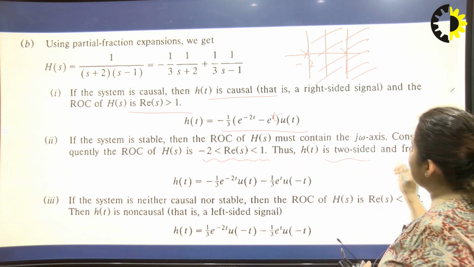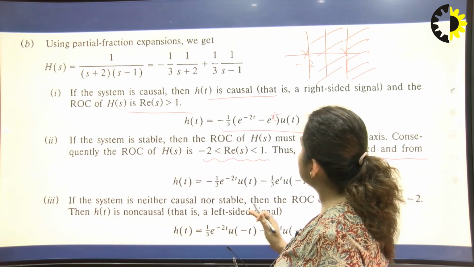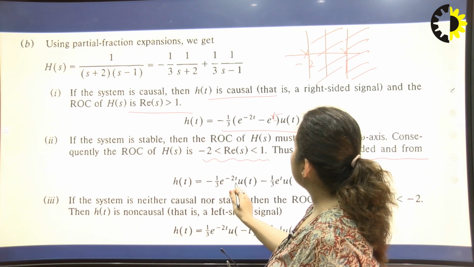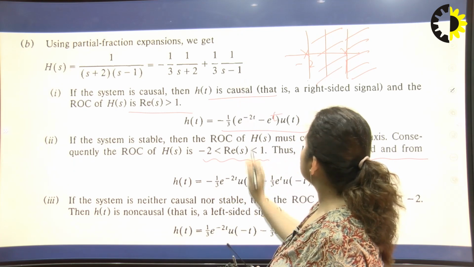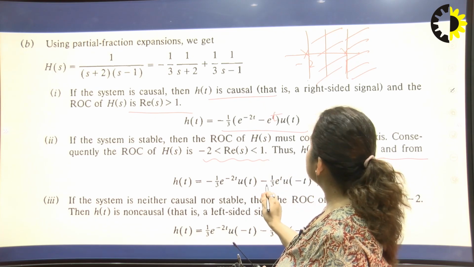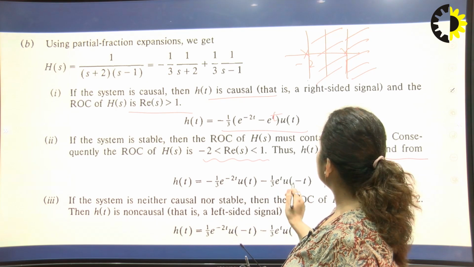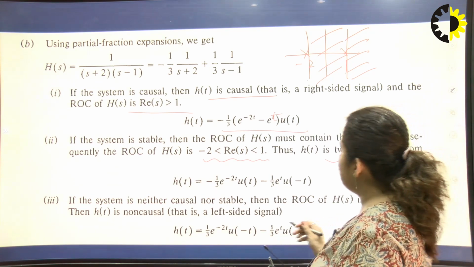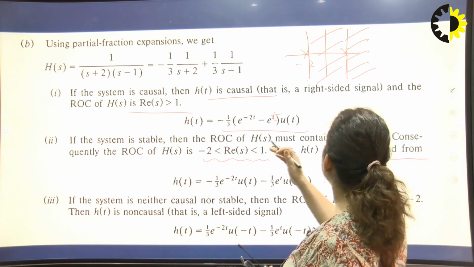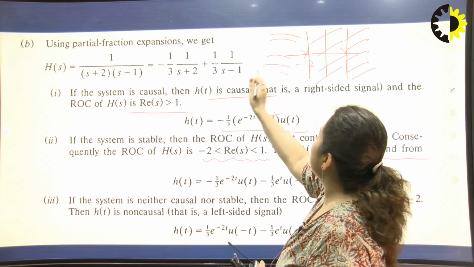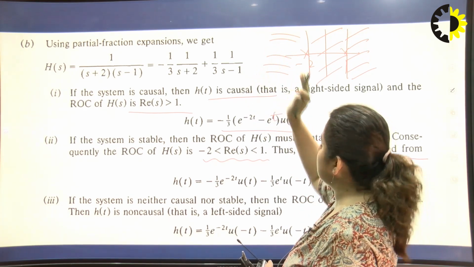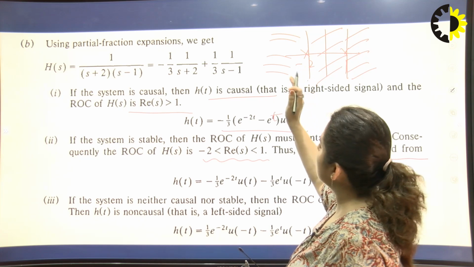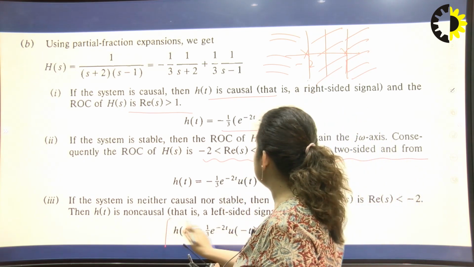Thus h(t) is a two-sided signal: one part is the right-sided signal and the other is the left-sided signal. So this term becomes right-sided, -1/3 e to the power -2t u(t), and this is the left-sided signal, so an additional negative sign should be there: 1/3 e to the power t u(-t). If the system is neither causal nor stable, the ROC is real of s less than -2. This is a left-sided signal, so it is neither causal nor stable. In that case, both the signals, that is the pole at 1 and the pole at -2, should be left-sided signals. So h(t) is equal to this one.